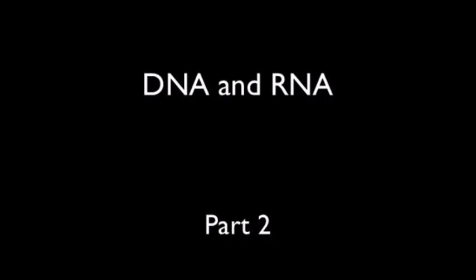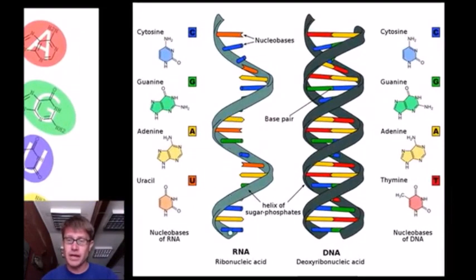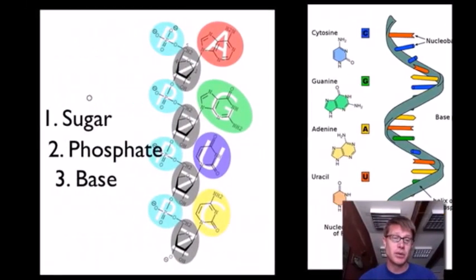So now let's talk about the structure of DNA and the structure of RNA. This would be RNA on one side, and this would be DNA on the other. The one thing that jumps out is that RNA is a single helix and DNA is a double helix. But if we look at the structure of both of these, which are called nucleic acids, they're both made up of just 3 parts.